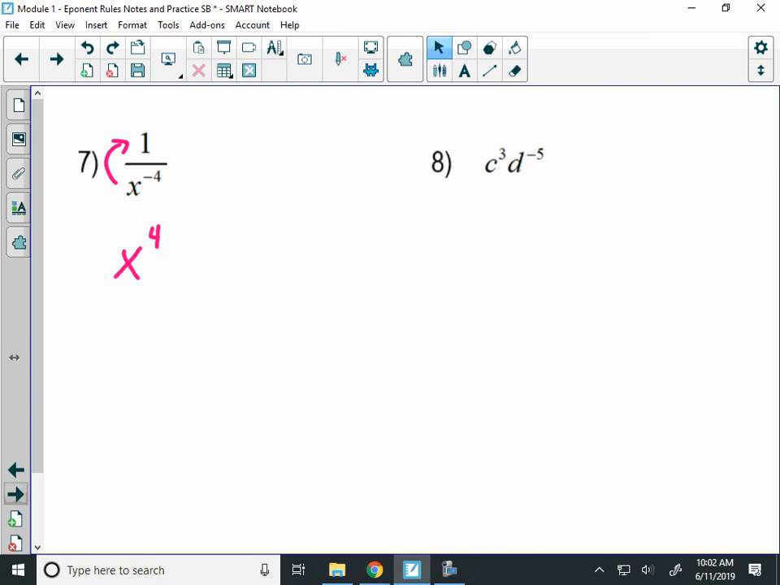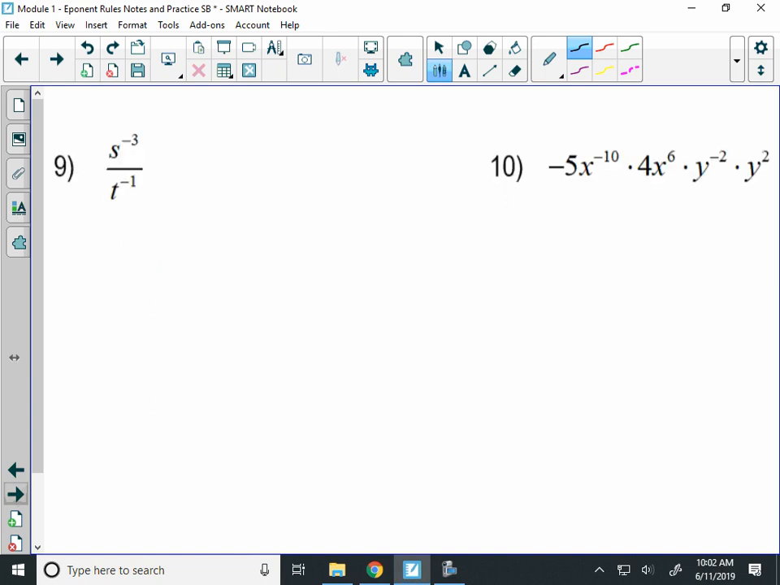In 8, D is the only one that's negative, so C cubed stays put in the numerator, D moves to the denominator, and becomes positive. Number 9, S and T are both negative, so they're both going to flip. The S is going to go to the denominator and become positive, the T is going to go to the numerator and become positive.